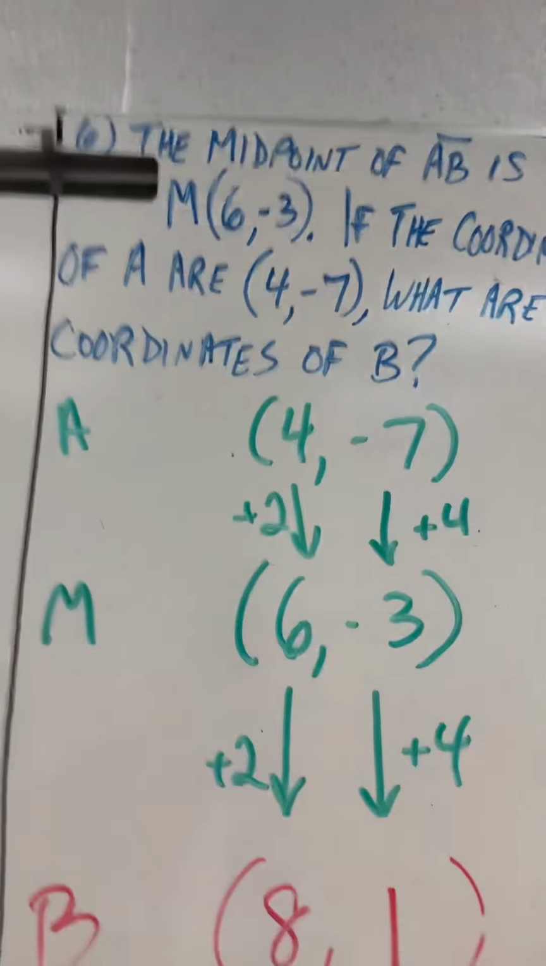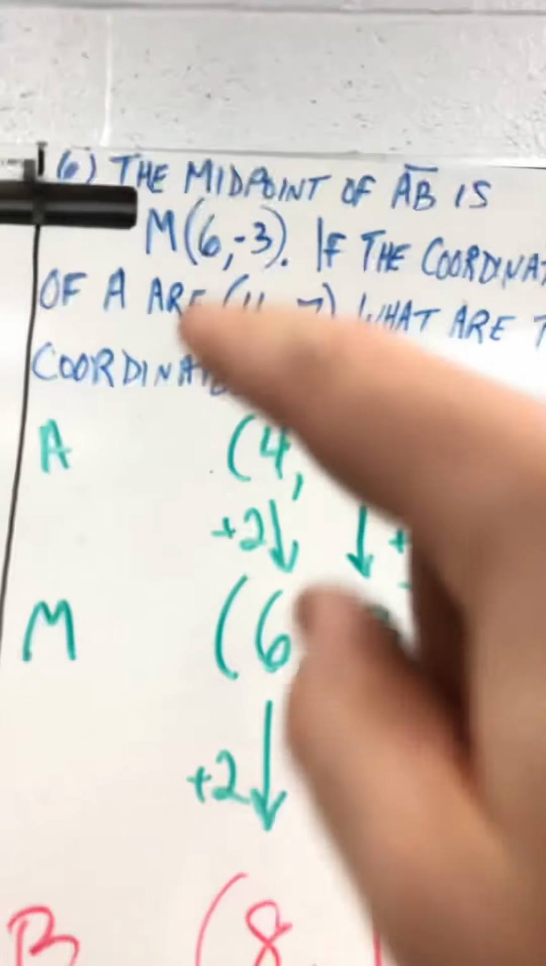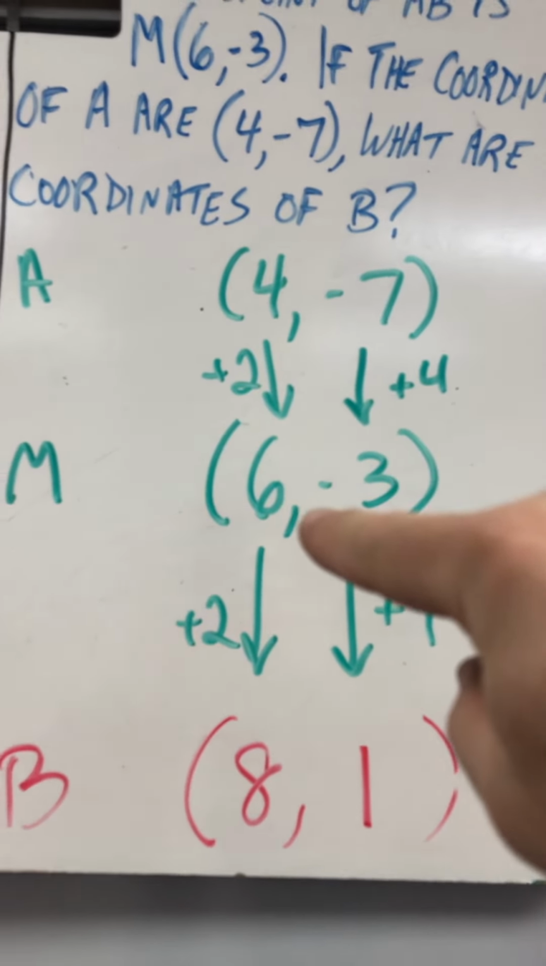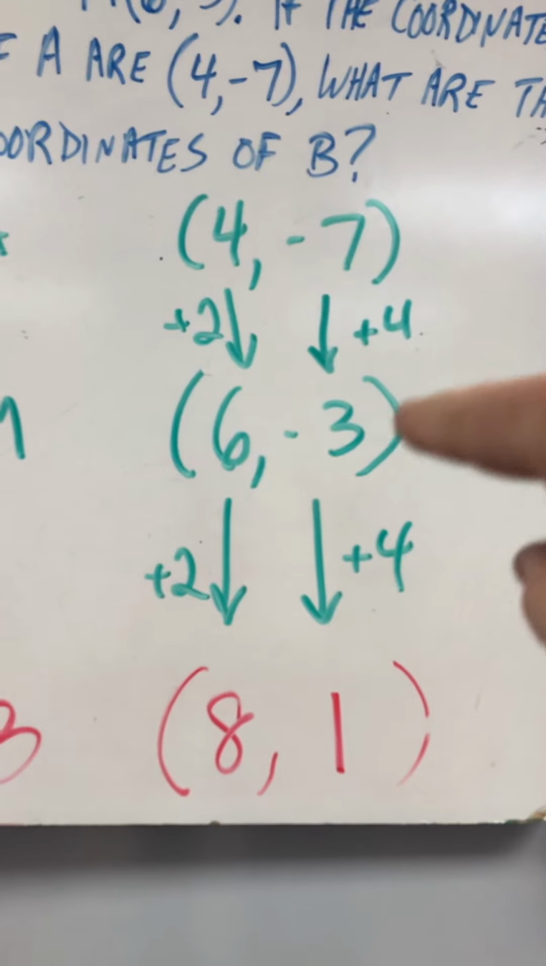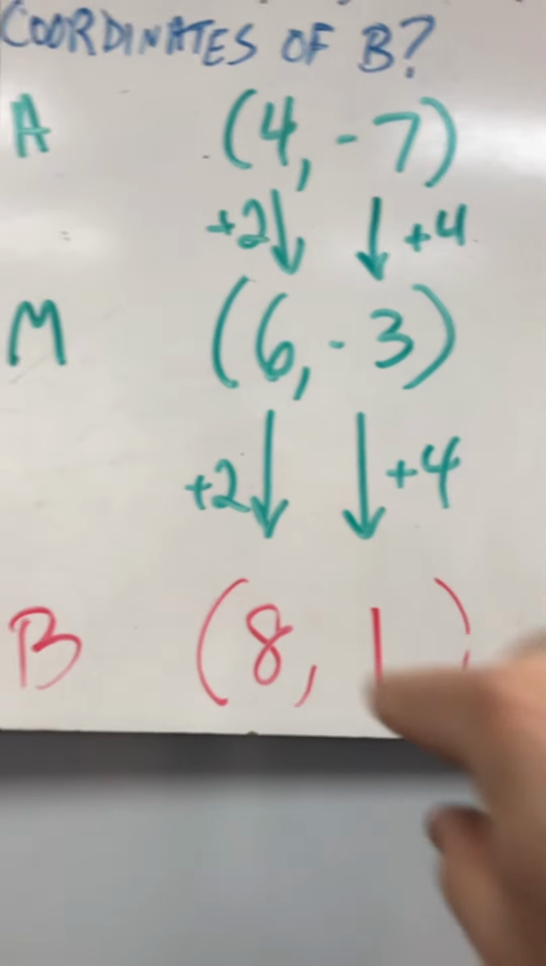If A is 4, negative 7, and the midpoint is 6, negative 3, how do you get from 4 to 6? Add 2. How do you get from negative 7 to negative 3? Add 4, right? That takes you to 8, 1.